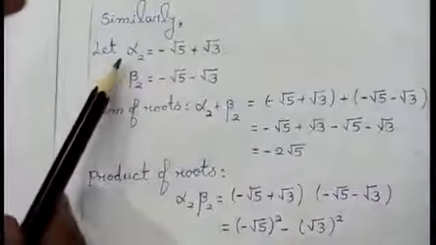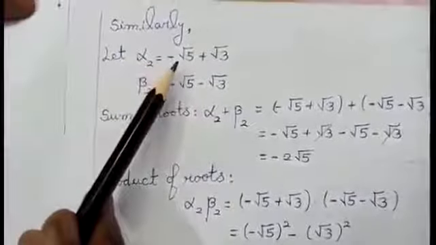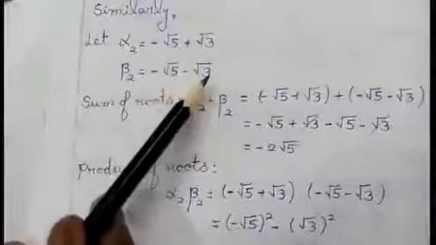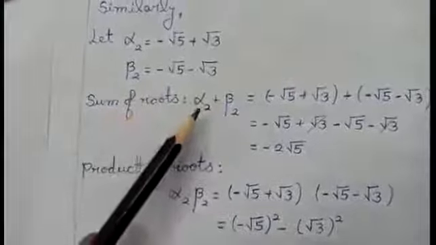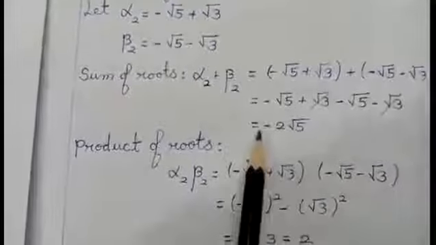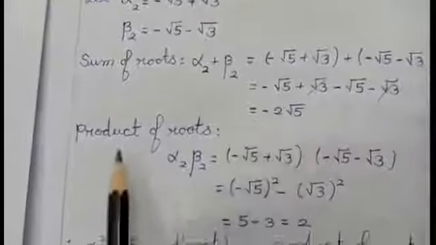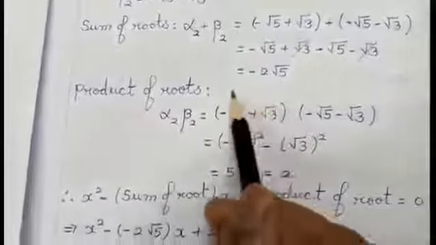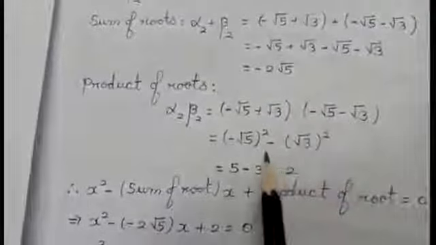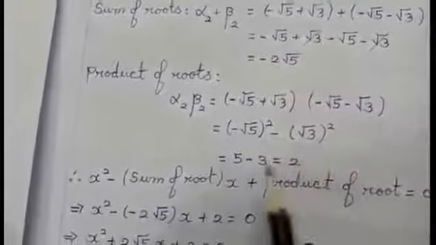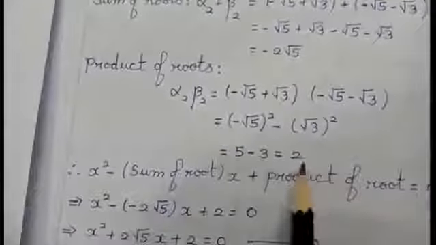Similarly, alpha 2 I am going to take as root 5 plus root 3, and beta 2 I am going to take as root 5 minus root 3. Sum of roots, alpha 2 plus beta 2. We are going to calculate. The terms will get cancelled according to the calculation. The answer I am getting here is minus 2 root 5. Product of roots, alpha 2 into beta 2. This is going to be in the form a plus b into a minus b. Calculate, students. Just check the sign while you are calculating. A square minus b square formula I am using. I am getting the answer as 2.